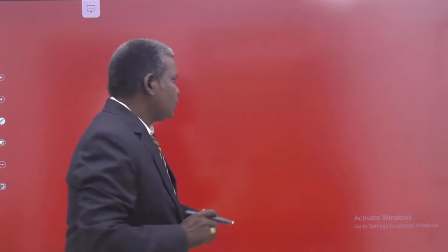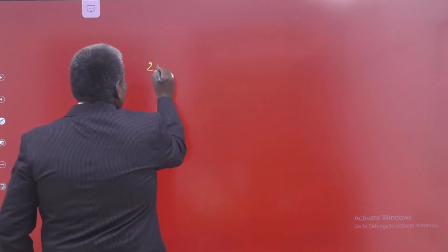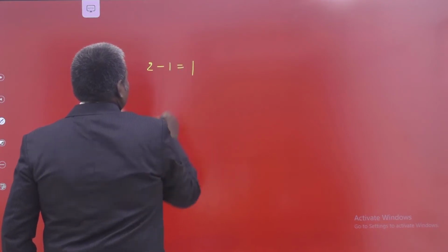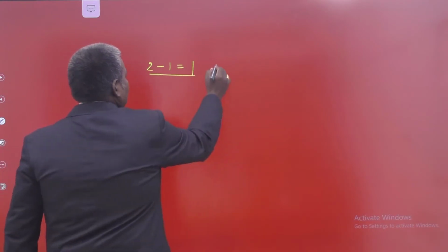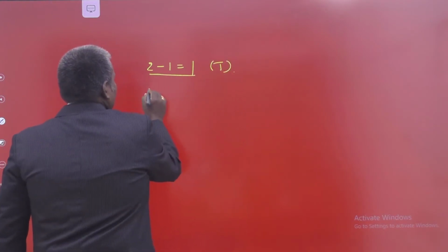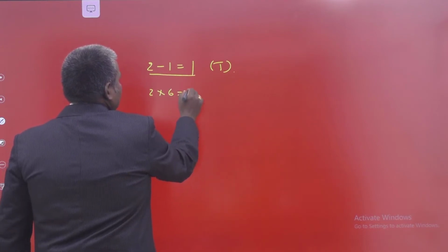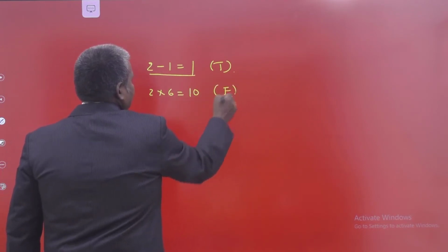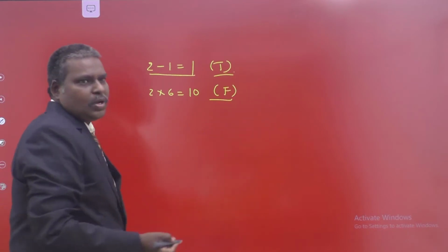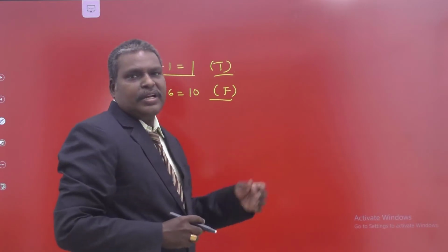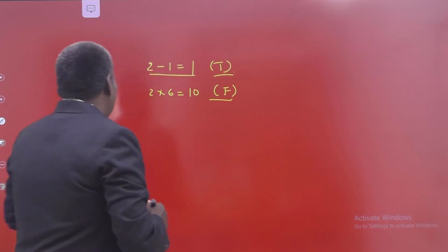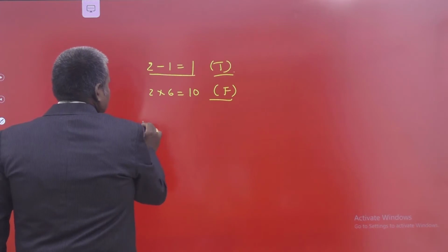What is a mathematical statement? A statement is a sentence which is either true or false. For example, 2 minus 1 is equal to 1. It is a mathematical statement. It is a true statement. If its output is true, it is true. And 2 into 6 equals 10 is a false statement. The output must be either true or false. That is said to be a mathematically acceptable statement.